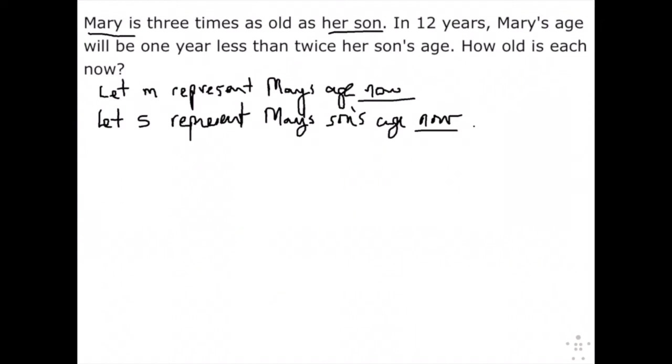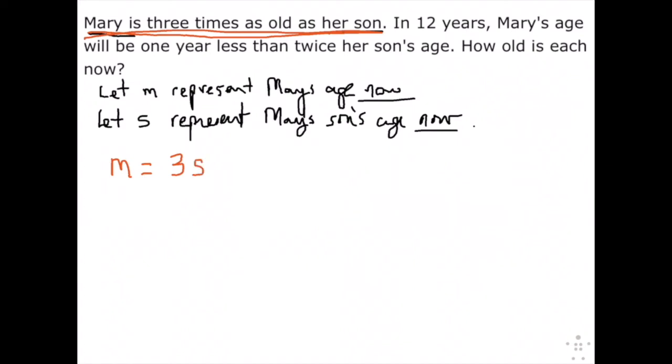Okay, so now I'm just going to read off these sentences and write an equation. So the first sentence says Mary is 3 times as old as her son. So Mary equals 3 times as old as her son. So M equals 3 times S, right?